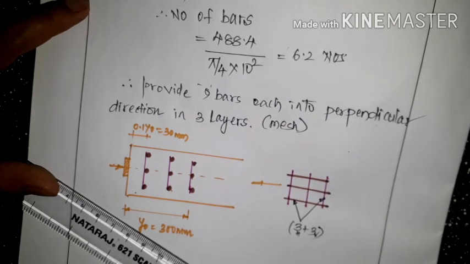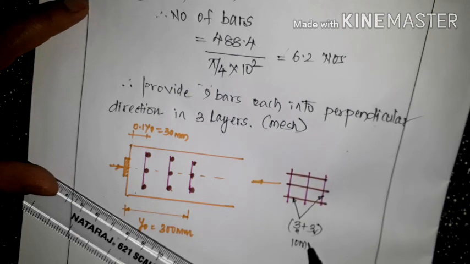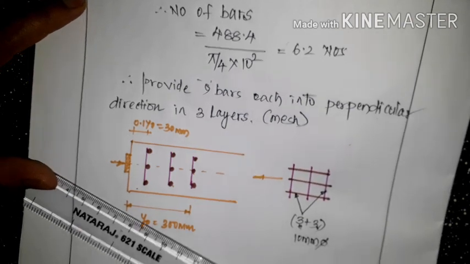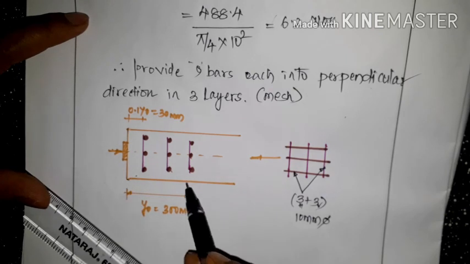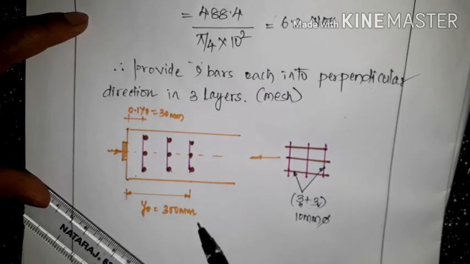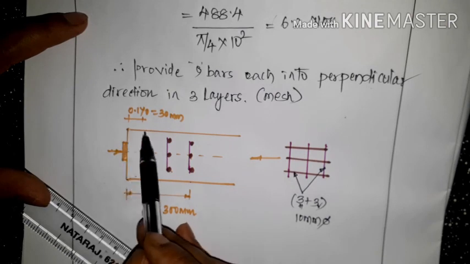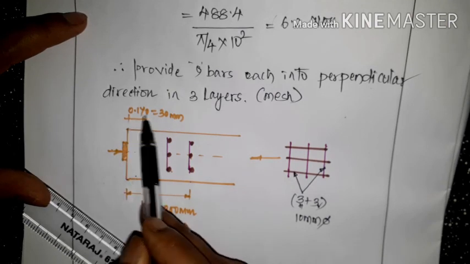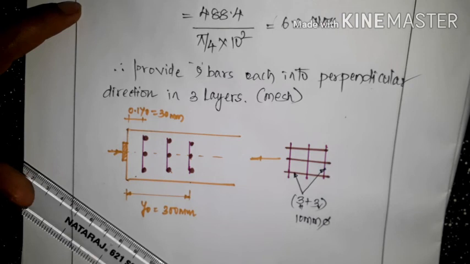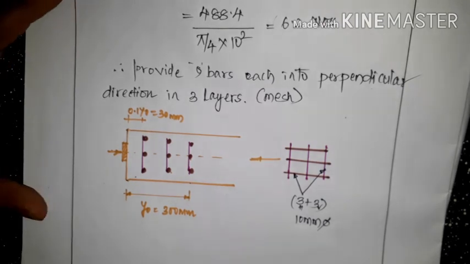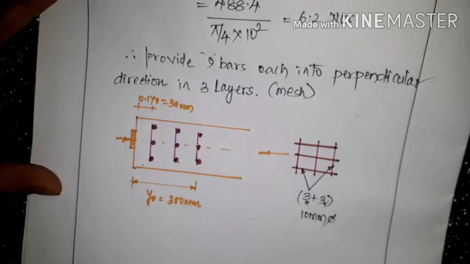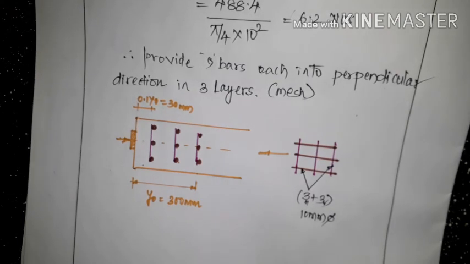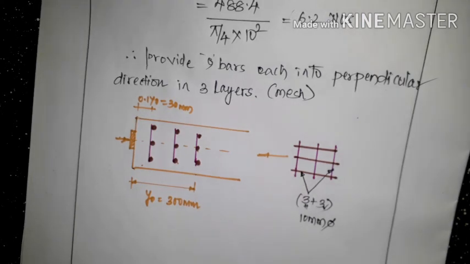Okay, understood? And these are 10 mm dia, and these should be provided up to a distance of y0, that is 300 mm, and the first bar should start at a distance of 0.1 y0, that is 30 mm. Okay, understood? So this is regarding the design of end anchorage reinforcement for pre-stressed concrete, especially in post tension sections. Okay, thank you.